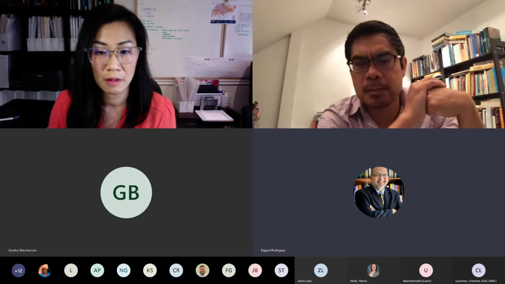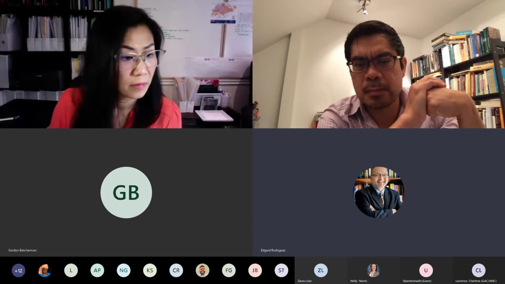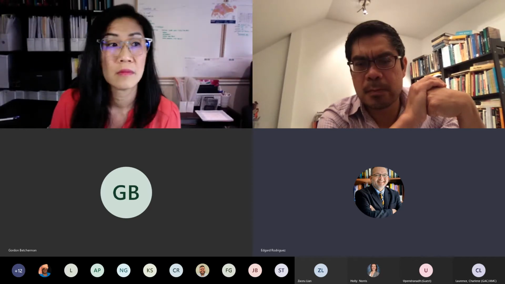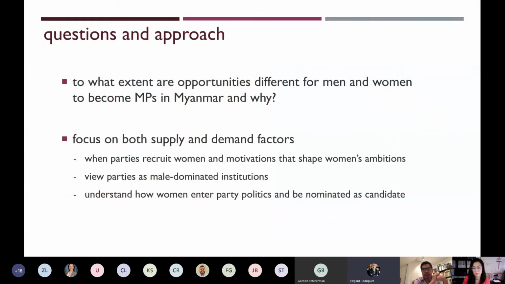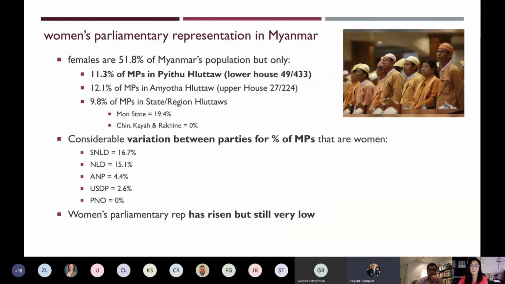Okay, now probably now you can take control. Okay. Yeah, now we see the team, the questions and approach, the team. So women's parliamentary representation in Myanmar. Can you see this right now? Yeah. So all the numbers that I'm showing you right now, so this was a slide 2 to show the considerable variation between parties.